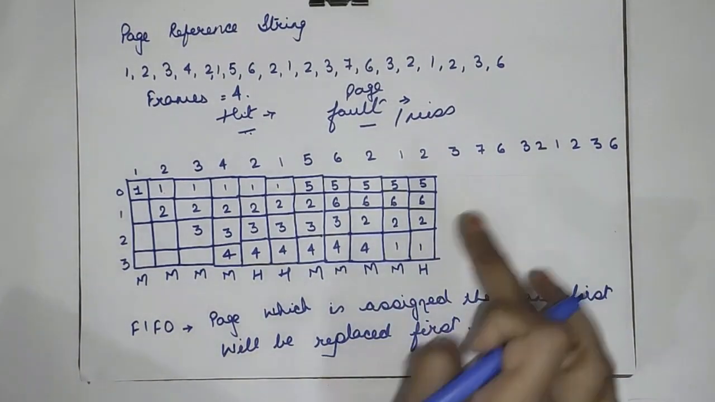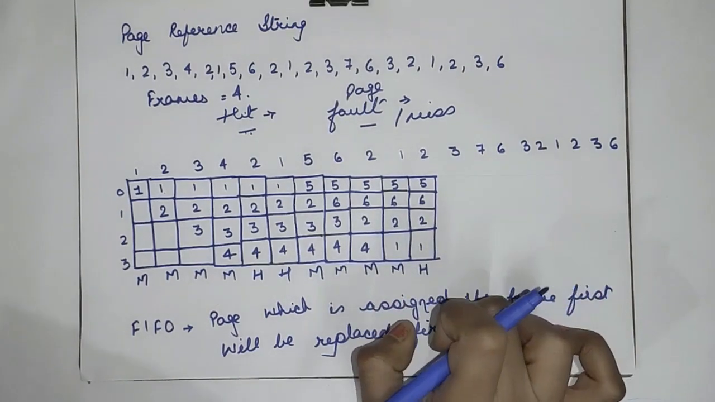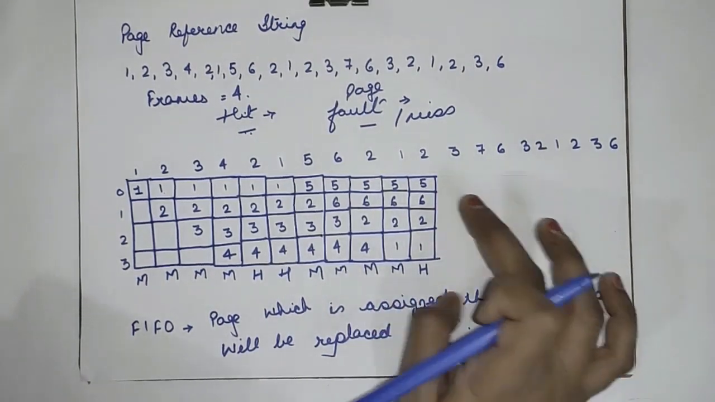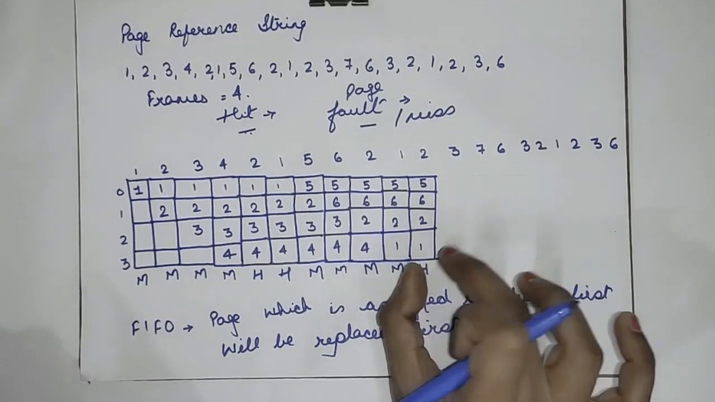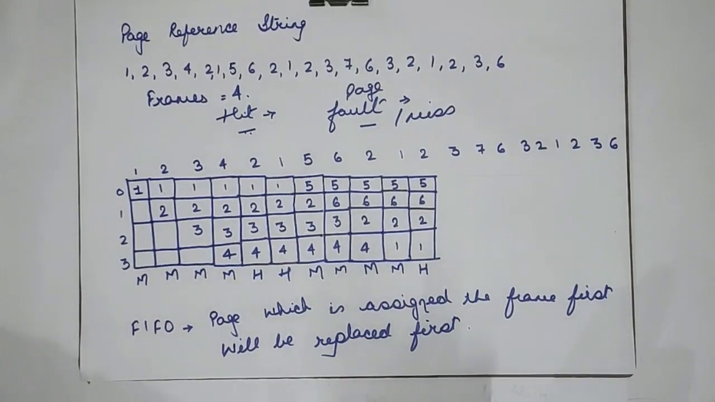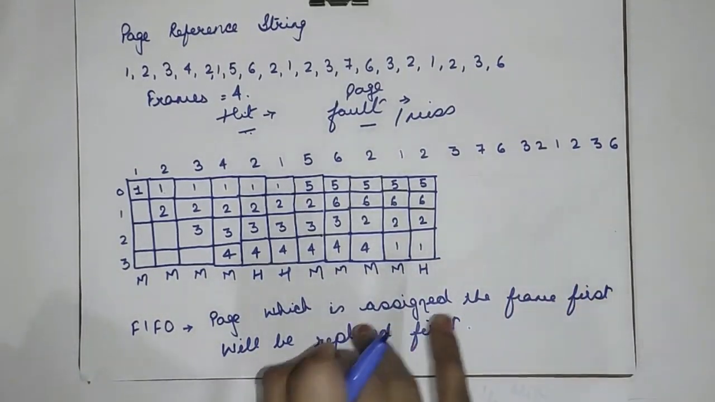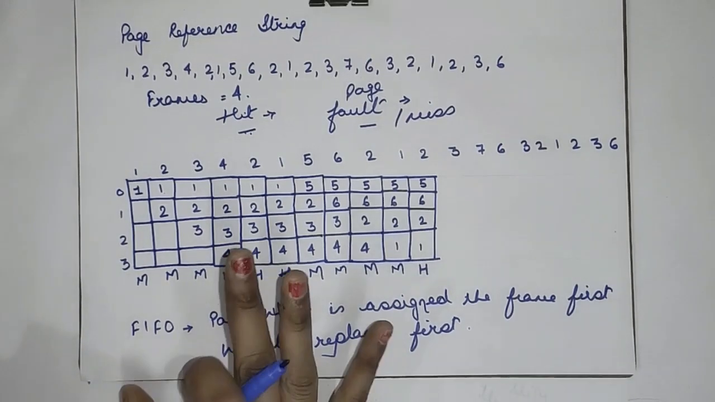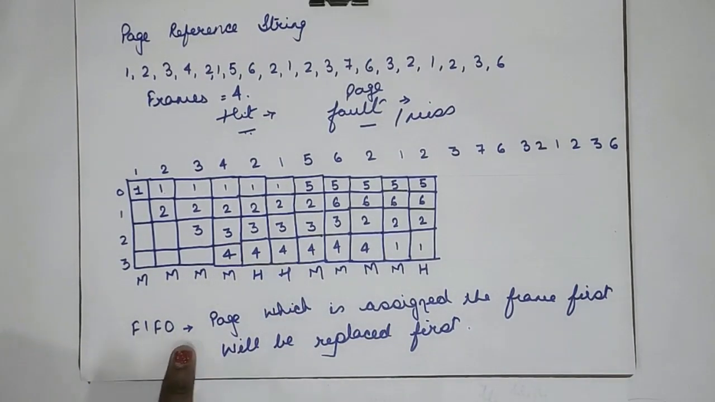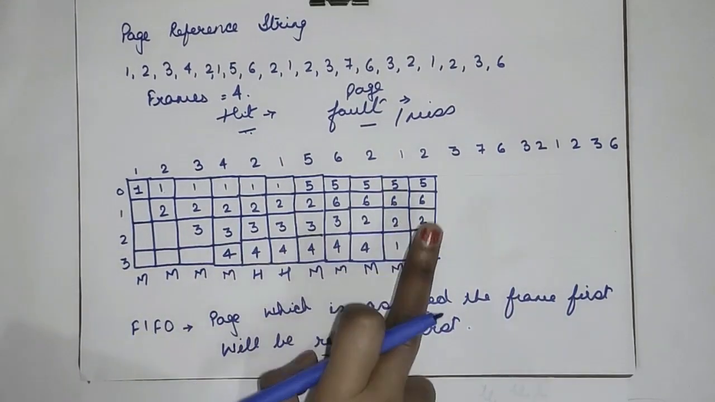Next what do I need? I need 3. So is 3 present in memory? I'll check 5, 6, 2 and 1. No, 3 is not present in memory. So what do I need to do? I need to replace a page and insert 3 in its place. As we are using FIFO, first in, first out, the page which came first will be removed first.